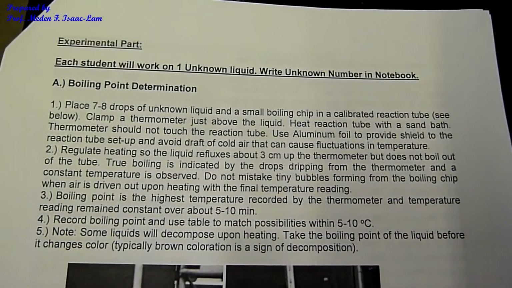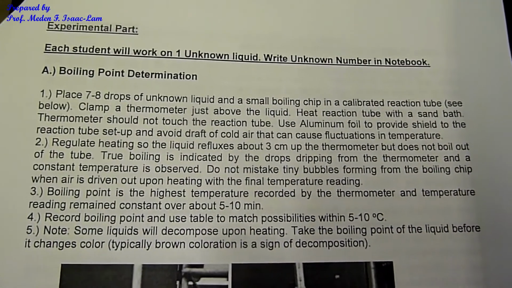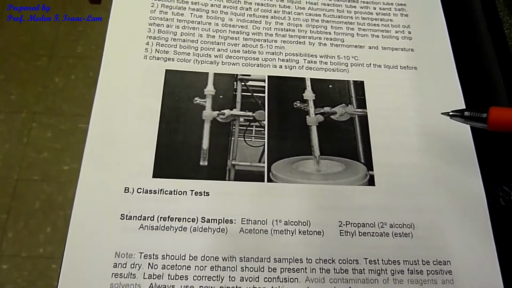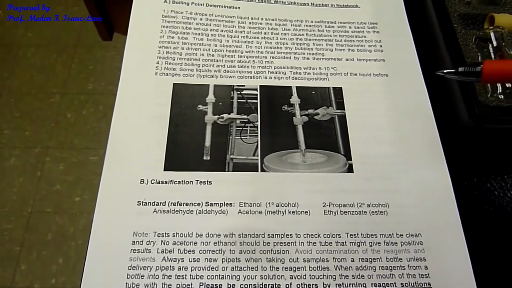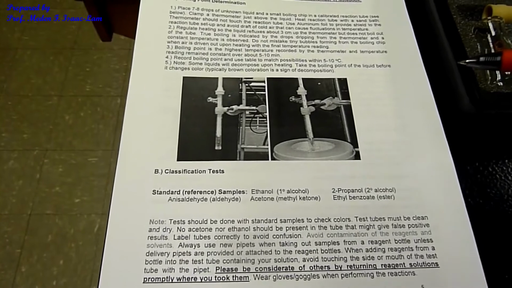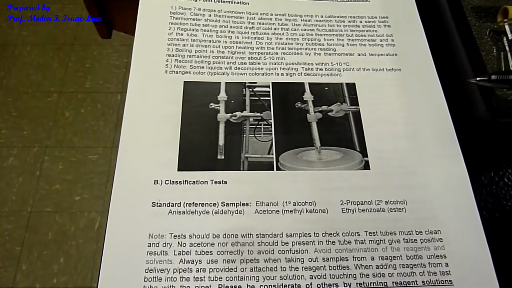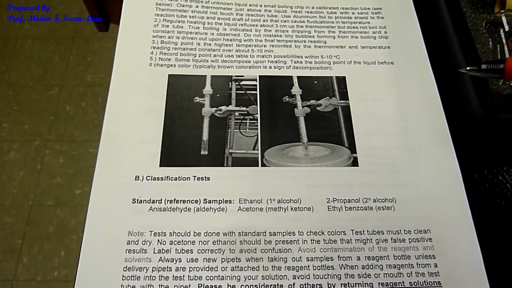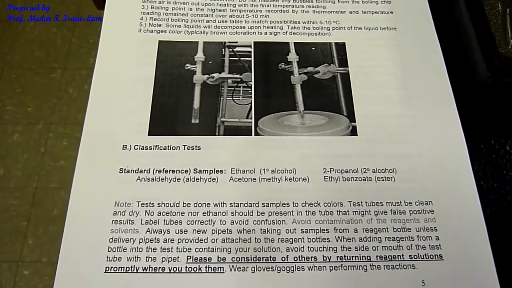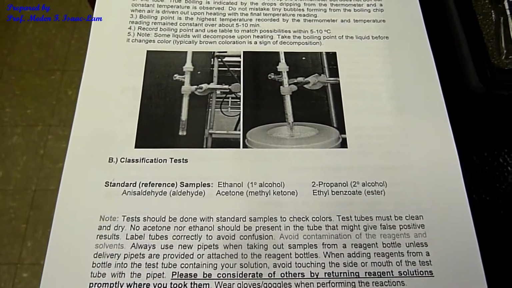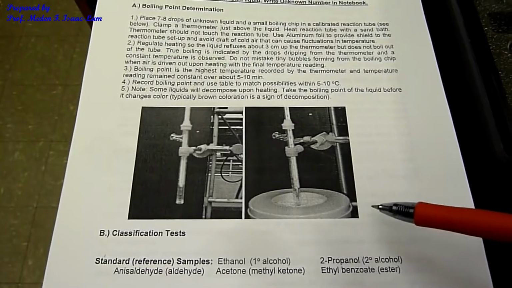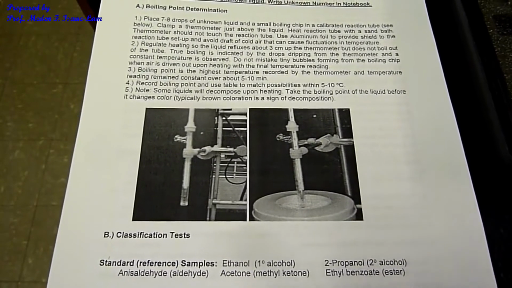Boiling point determination of a liquid. The procedure is shown in the handout here. I'm going to set it up using an unknown liquid, and then we are going to add it to a calibrated reaction tube, and then I'm going to attach a thermometer, and as shown in this handout, we're going to boil it using a sand bath.